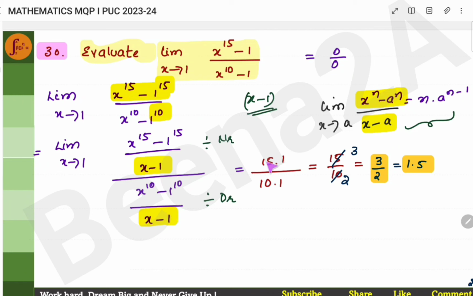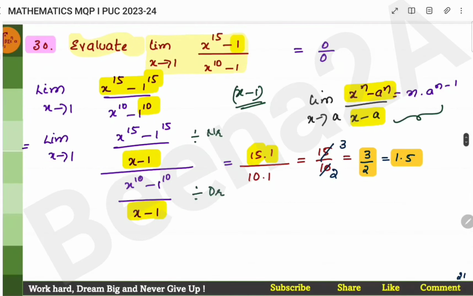So instead of n you have 15, and instead of a you have 1. 1 to the power anything is 1 itself, so you get 1 to the power 15 minus 1, which is 1 itself. So 15. Similarly here also, n is equal to 10. So you get 15 by 10, which is 3 by 2, which is 1.5.